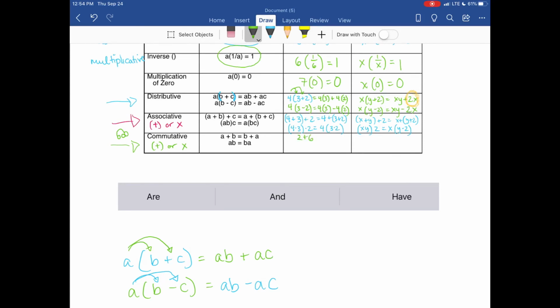2 plus 6 is the same sum as 6 plus 2. 2 times 6 is the same product as 6 times 2. And here I could say x times, let's do x plus y, it's going to equal the same as y plus x. And here, same, xy is going to equal the same as yx.